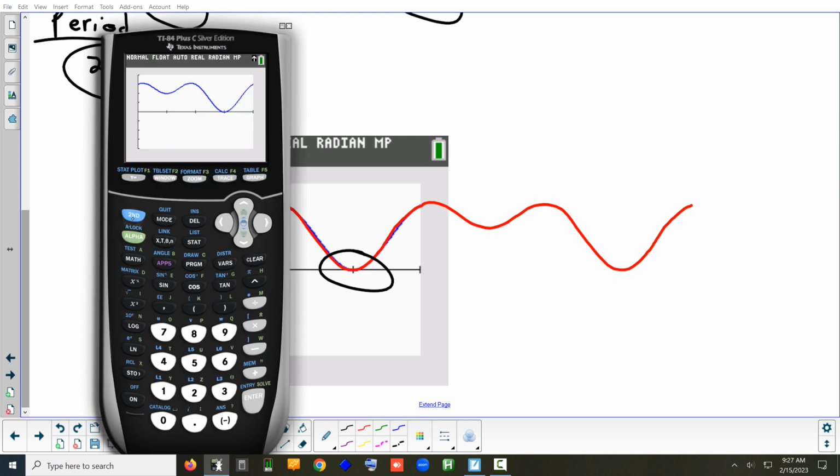So we're not going to do an intersect. What am I going to do? You do 0. I'm going to do a 0. And we're going to pick a value somewhere to the left. I'm going to go to the right, and then hit enter. And it tells me the answer is 4.71.